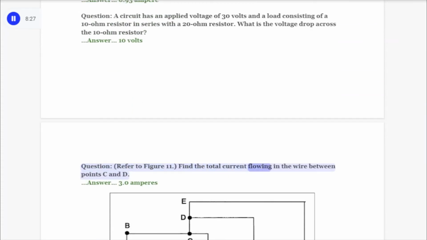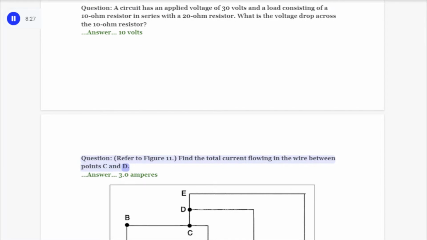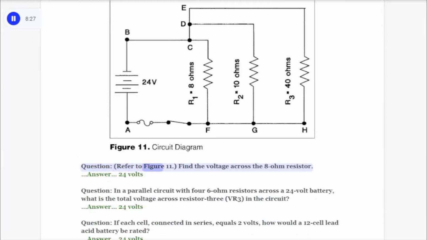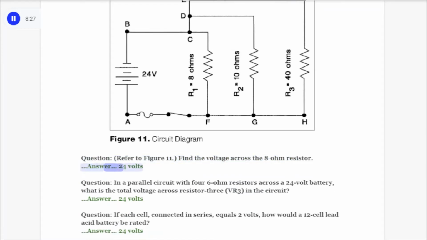Question. Refer to Figure 11. Find the total current flowing in the wire between point C and D. Answer. 3.0 amperes. Question. Refer to Figure 11. Find the voltage across the 8-ohm resistor. Answer. 24 volts.